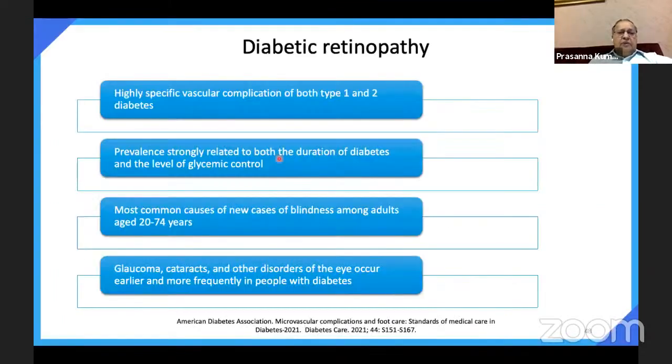Coming to retinopathy, it is a highly specific vascular complication of both type 1 and type 2 diabetes, and its prevalence is strongly related to both duration of diabetes and glycemia. Poor control of diabetes and longer duration of diabetes lead to retinopathy. It is one of the most common causes of new cases of blindness among adults 20 to 74. Fortunately, these days, diabetic retinopathy causing blindness is very rare. I have hardly seen any in 30 years.